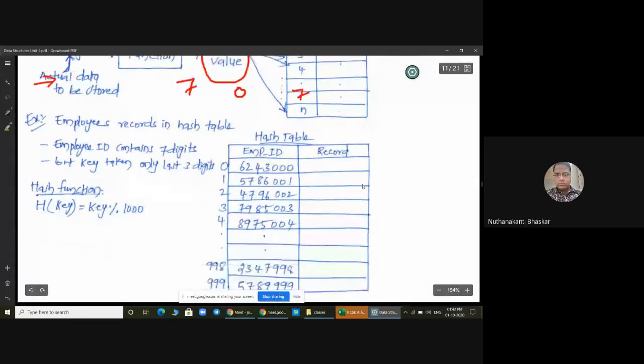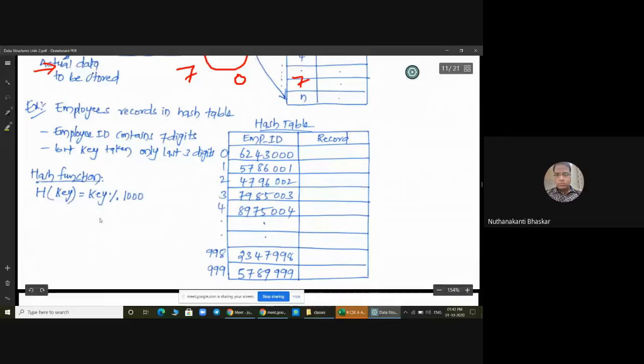The same way we discussed one example yesterday. Here, the hash function is h(key) = key % 1000, where the key is nothing but the input data. The hash table is divided into two columns: one is the hash value, and the other is the input data. If you want to store this input data, it must depend on the hash value.